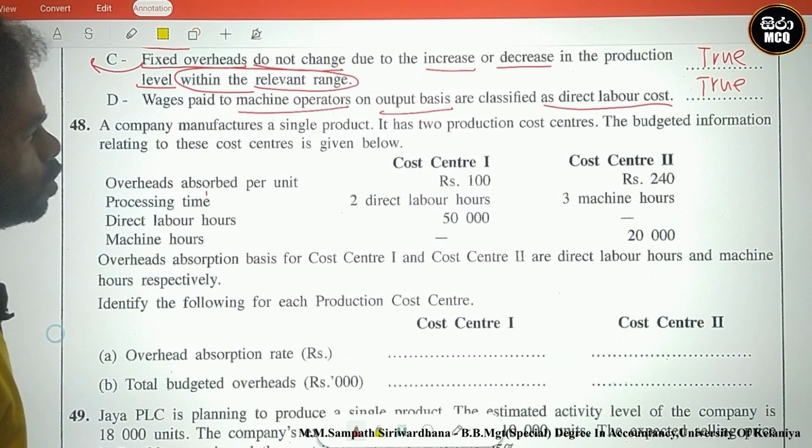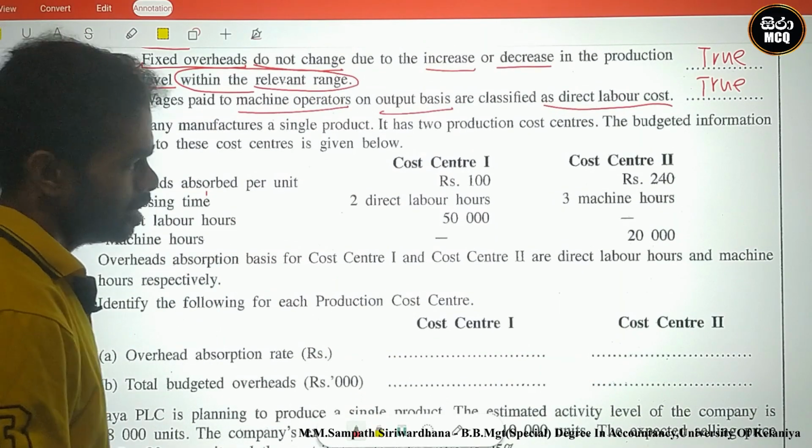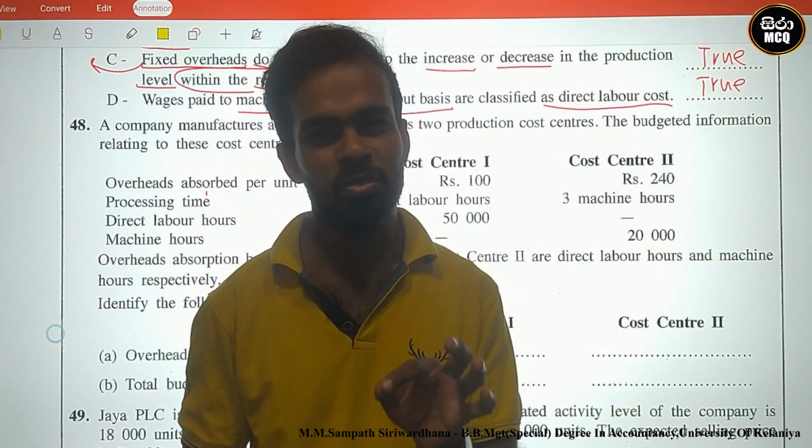Next, this is the overhead cost absorption case. In the next video, we meet question number 48.